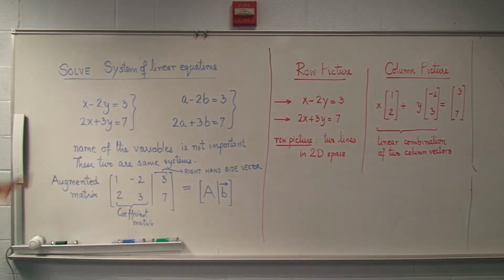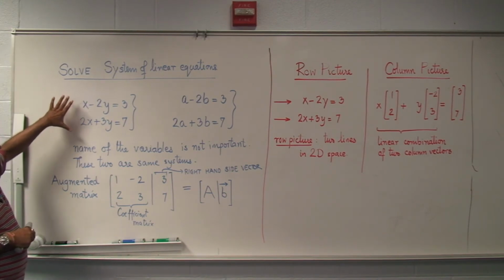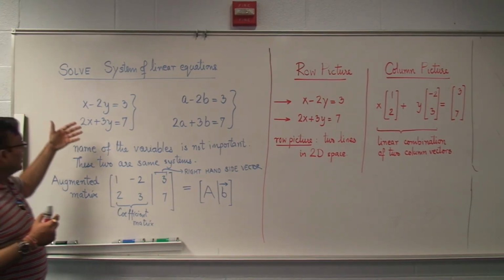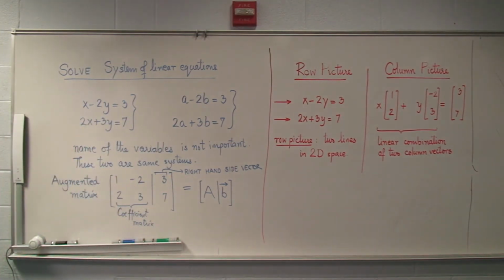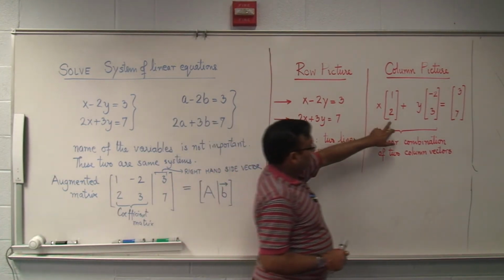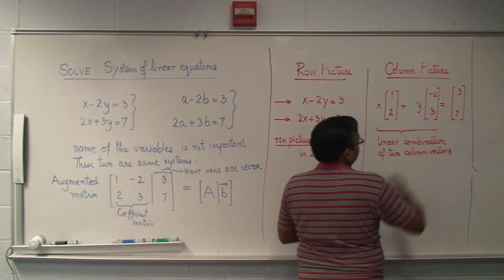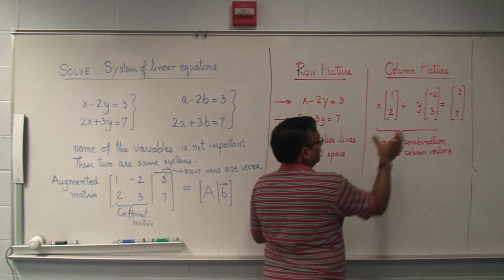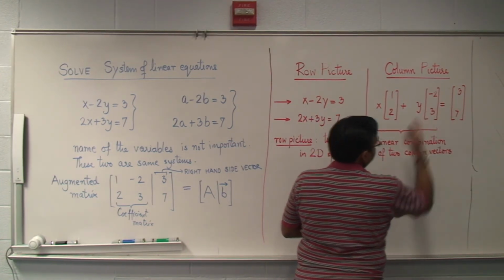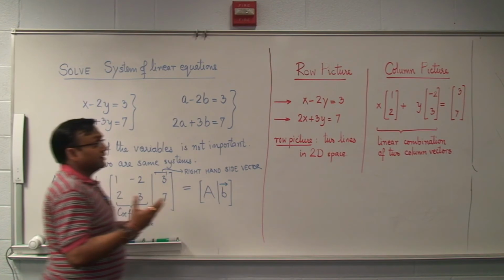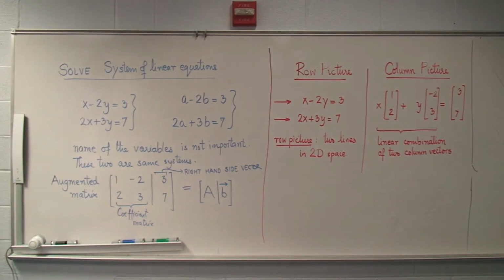It tells me one way to interpret this system is to think of it as the intersection of 2 lines. The other way to interpret this system could be to see, can I scale these 2 vectors appropriately to produce the third vector? So can I take these 2 guys, combine them linearly and produce the right hand side? If yes, that means we have a solution to the system.